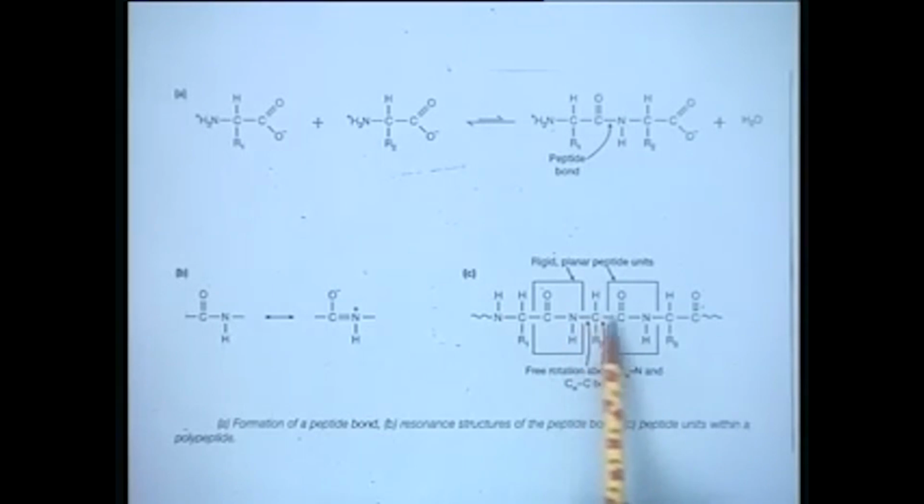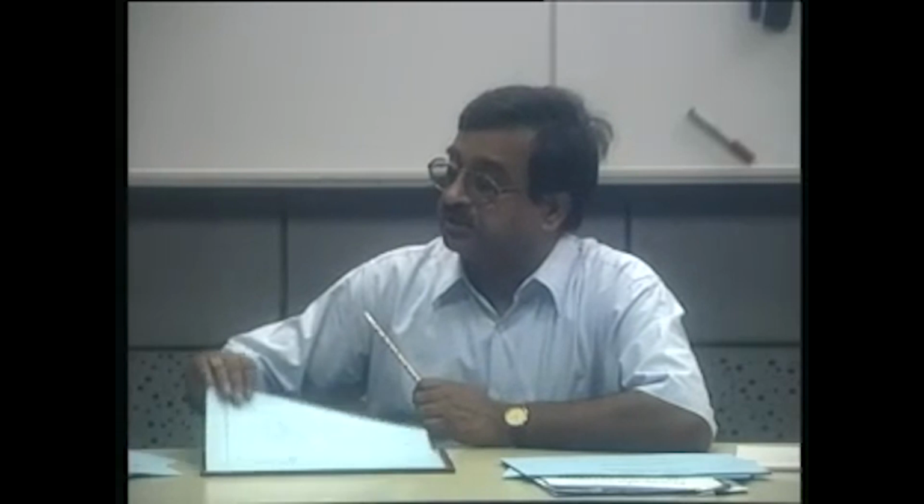is the capability of free rotation about the alpha carbon and nitrogen and alpha carbon and carbon at these two sites, they can freely rotate. The bond can freely rotate and thereby can give rise to hydrogen bonding in the chain between the different amino acid residues in the chain and constitute the subsequent structural organization of the macromolecule.